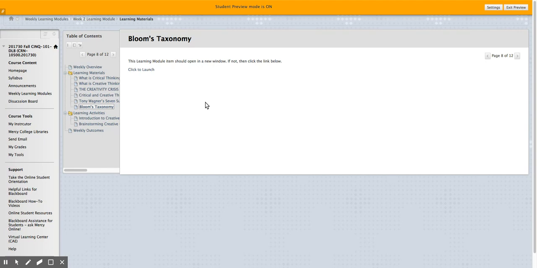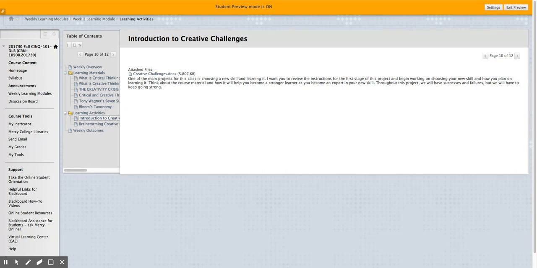And the one aspect and why this is important this week is because we're going to start our creative challenges. Creative challenges are a project that you'll be working on throughout this semester. We have 3 different stages. We have our planning stage, which we're going to talk about right now. We have a second stage in which we kind of check in and see how we've done, and then the final product will be your final paper.